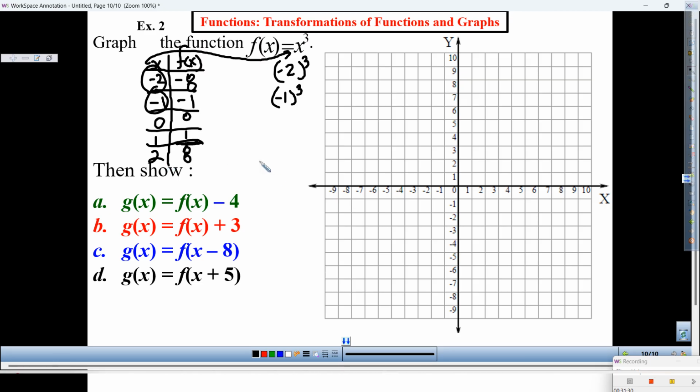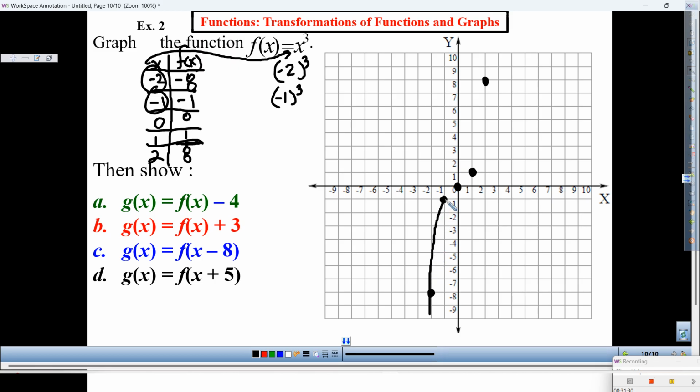Ooh, Mario, let's go. Let's graph that. Negative 2, negative 8. Negative 1, negative 1. 0, 0. 1, 1. 2, 8. Going from left to right, look up.